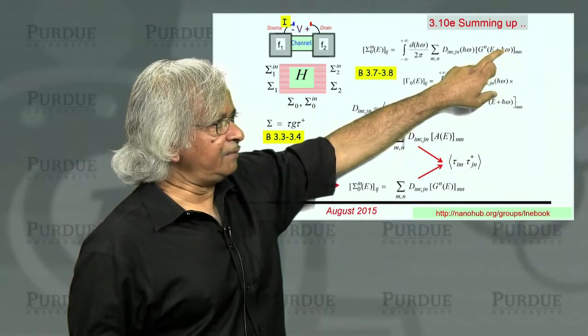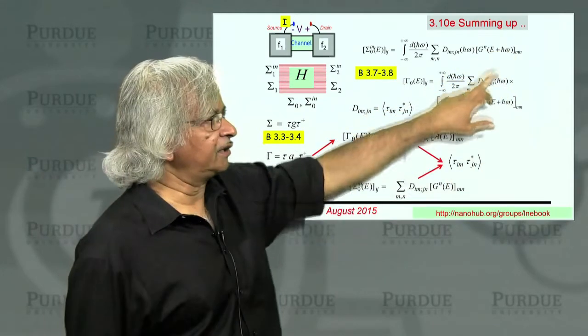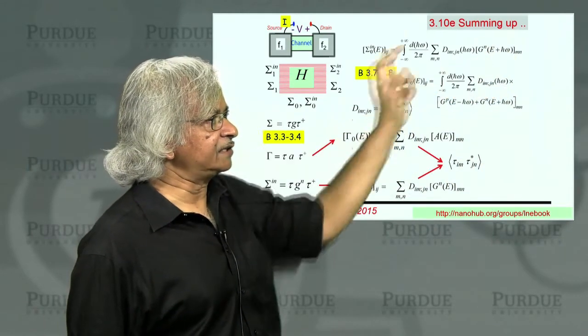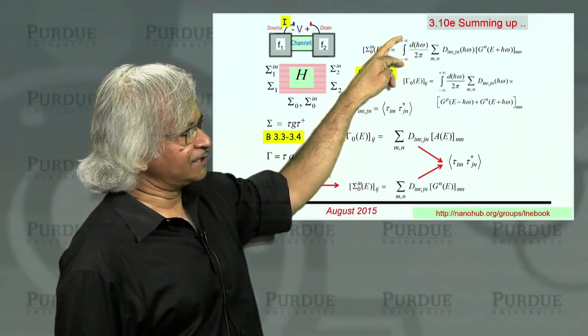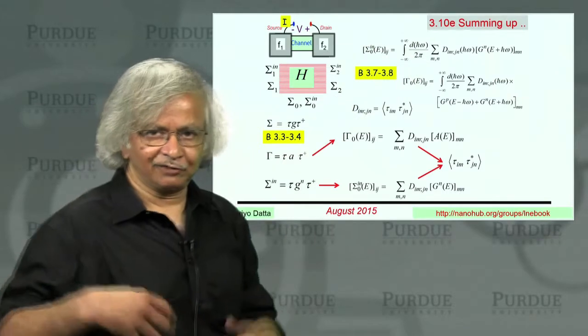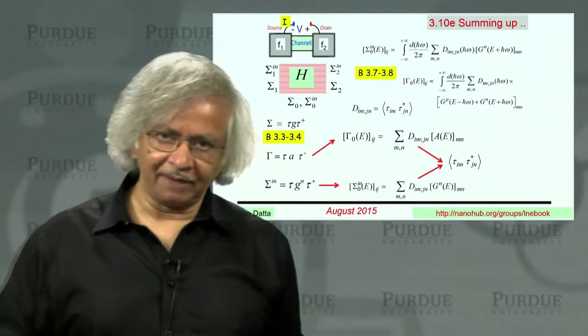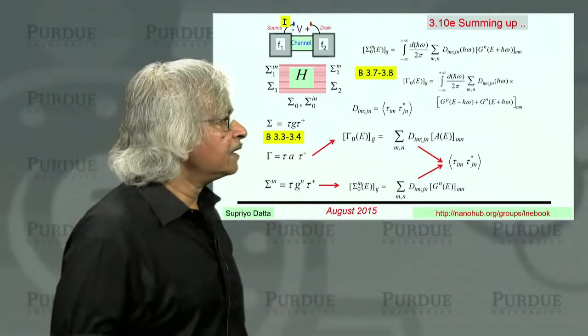So that would be like an emission process, as if a phonon got emitted and the electron went from that energy to this one. And these integrals run from negative to positive. The negative part takes care of the absorption processes. Those are the minus h bar omega.